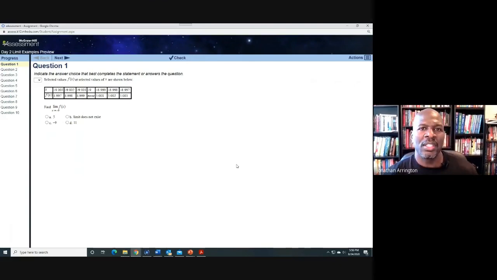When it's all said and done, you'll see whether we're looking at graphs, whether we're looking at tables, whether we're looking at equations, the general premise of finding limits is the same across all platforms. But let's take a look at what we have today at the first example. So again, this is finding limits from tables. For example, in this case, I'm finding the limit as x approaches -9.